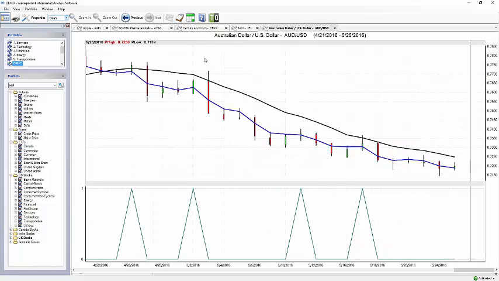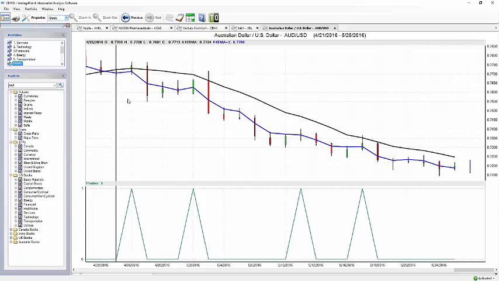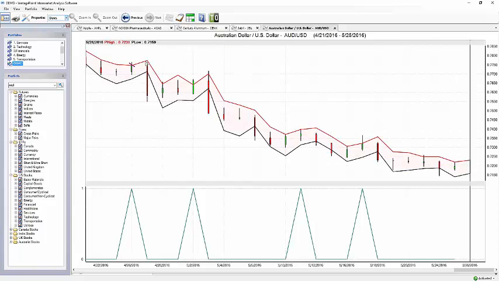You see, here's the Australian dollar, US dollar. Hey, crossover to the downside. Where do we want to short the market? Well, these predicted highs are great levels to go ahead and take your shots.